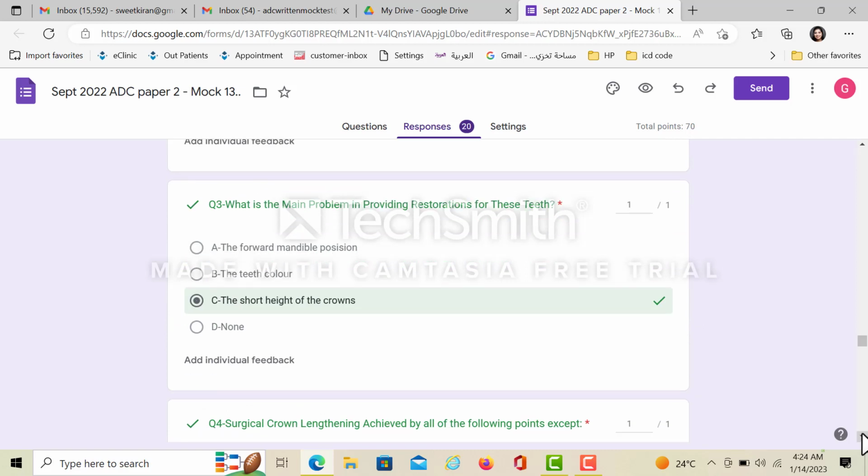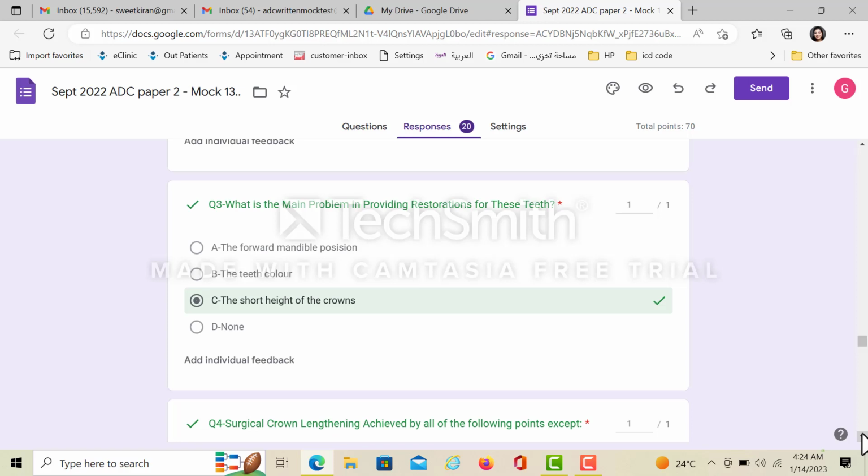What is the main problem in providing restoration for these teeth? Now, if you see the anterior teeth, the main issue is the short height of the crown. Because there's teeth-to-teeth contact, the vertical dimension has decreased anteriorly, the patient is getting the forward mandibular anterior position. Plus, the height of the crowns is so short. When you're going to prepare the tooth, barely any tooth structure is going to be there. Plus, there would be pulp exposure as well.